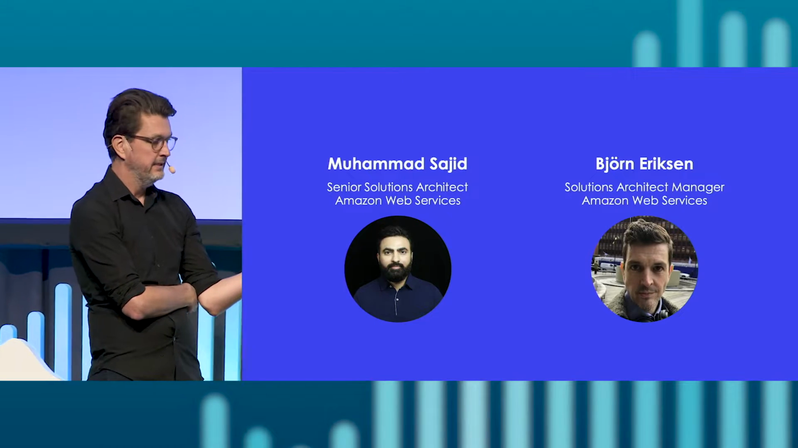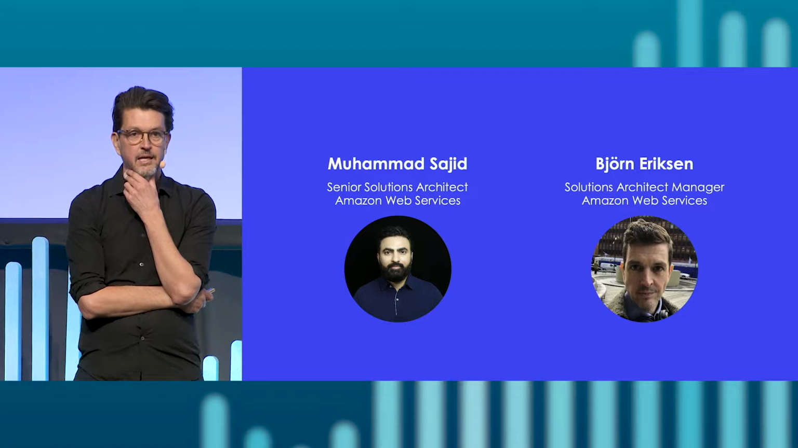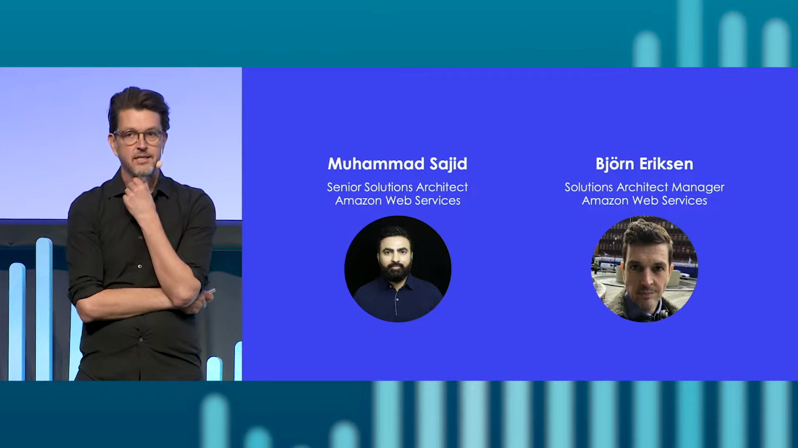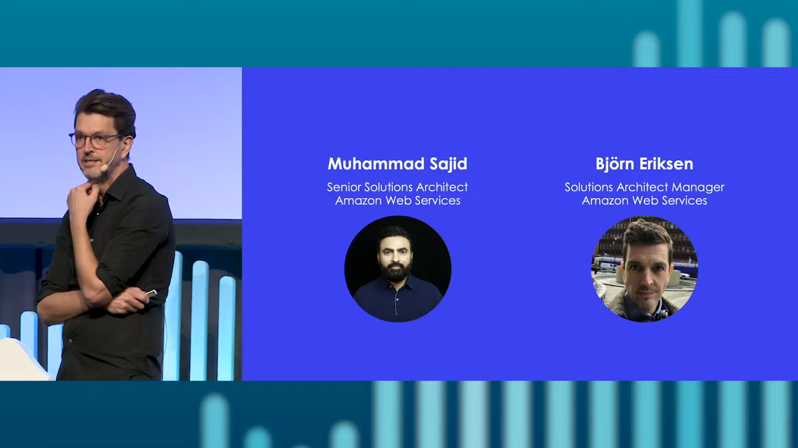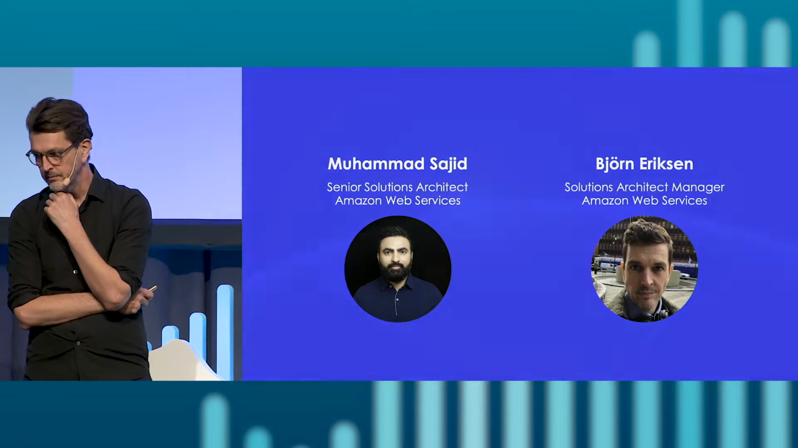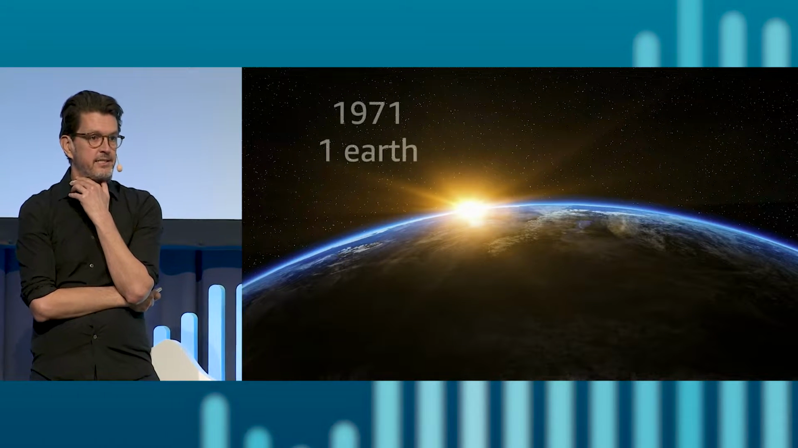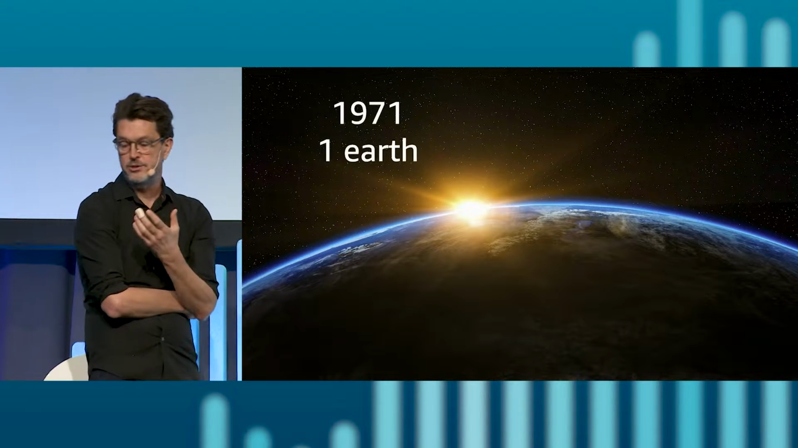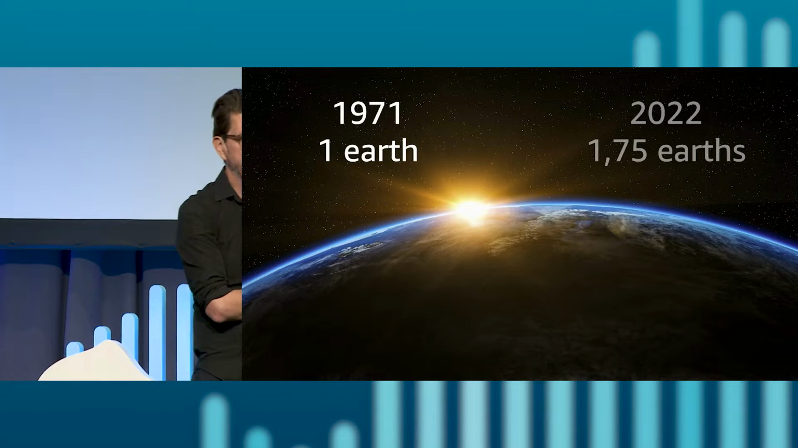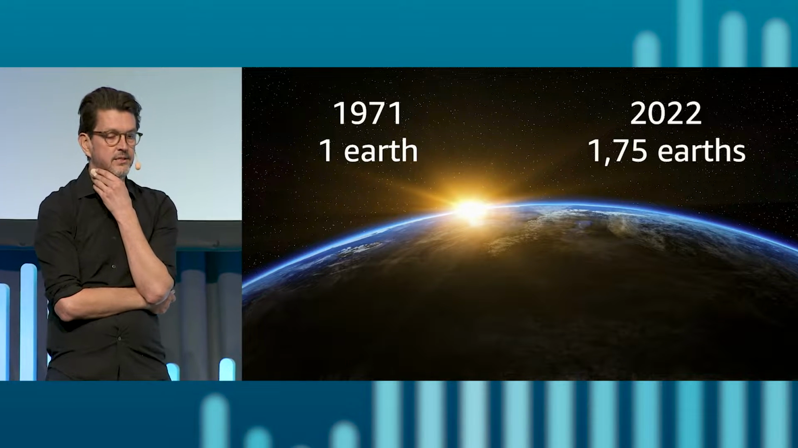We're going to talk about how we as developers and builders can contribute to a lower CO2 usage by architecting for sustainability. My name is Björn Eriksen, and this is Mohammed Sajid. And we both work in the Solutions Architect team at AWS here in Stockholm. So the trend has been clear since 1971. We've gone from consuming 1 Earth per year to consuming 1.75 Earths in 2022.